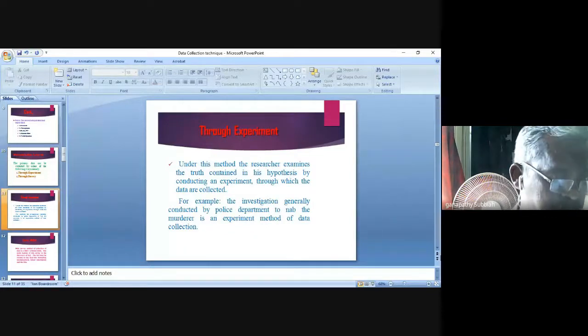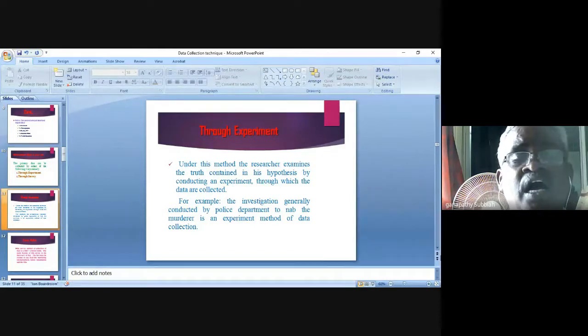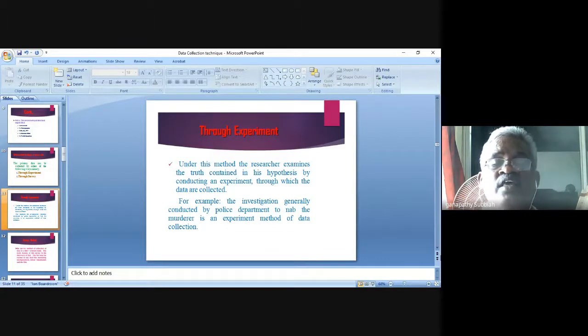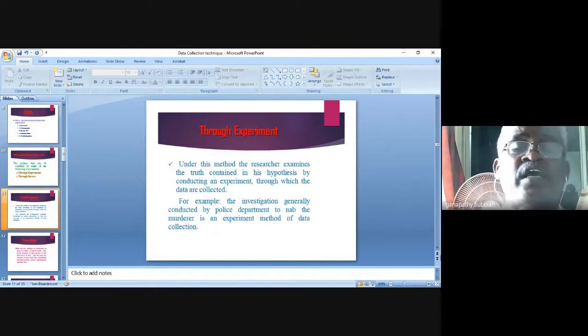Then through experiment, how to collect the data through the experiment. Under this method, the researcher examines the truth contained in his hypothesis by conducting the experiment through which the data are collected. To test the truth of the study, we have to frame the hypothesis relating to the objectives of the research. So this is the experimental method of collecting primary data.